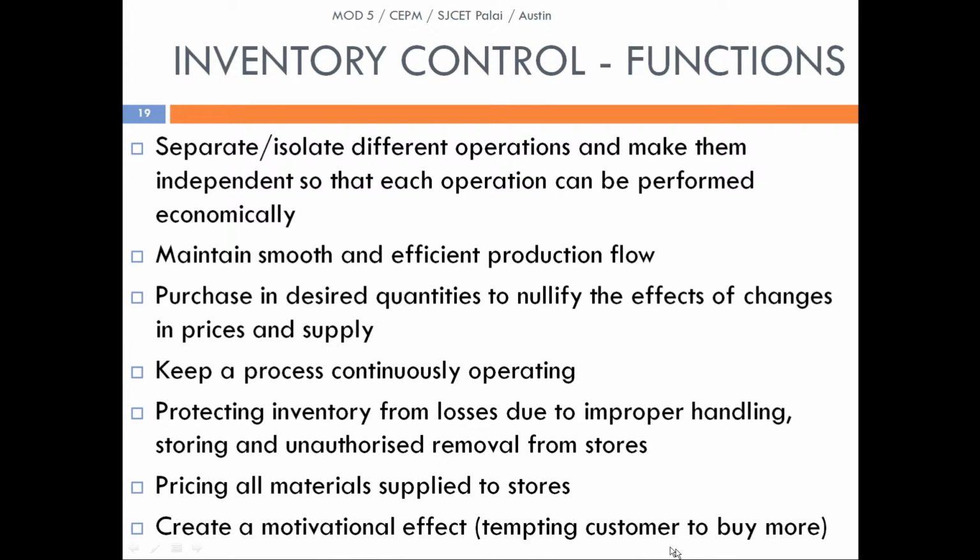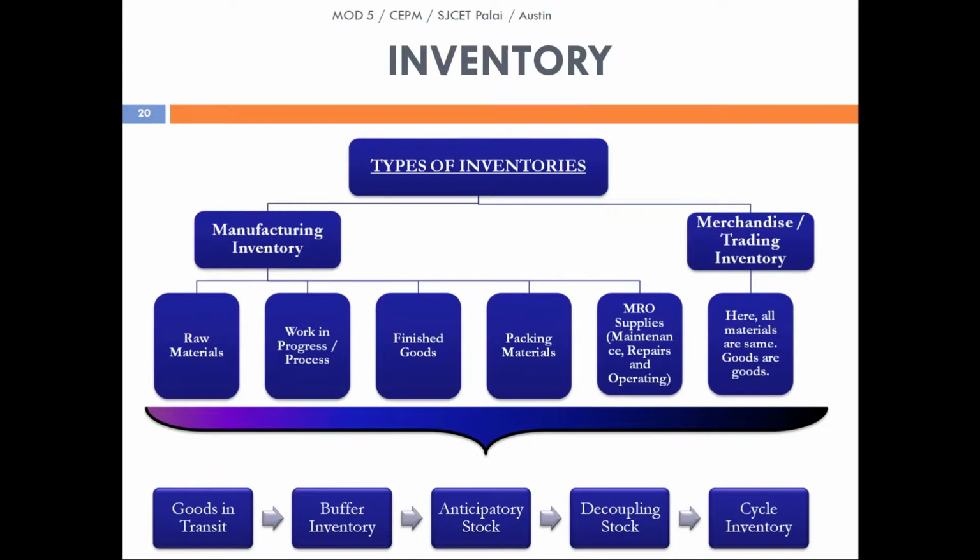If the customer understands that this company has got ample inventory stock available with them, then that will provide a motivational effect for the customer to buy more and more. So strictly speaking, these functions are mainly based upon 2 things, and based upon that we have discussed the functions of inventory control. Now we will see what the different types of inventories are.